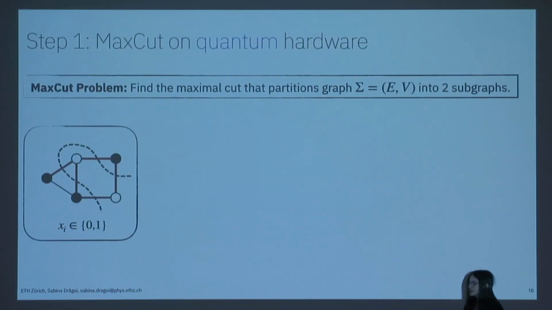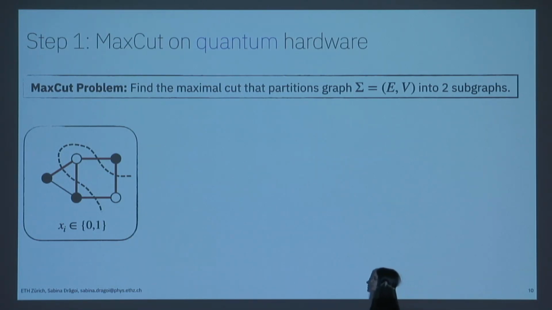All right, so let's start with how to map a classical problem onto quantum hardware. I'm going to talk about max cut. I think this is one of the most talked about problems, or the one that the most experiments were done for in the literature. The problem is as follows. You have a graph, sigma, with a set of edges, E, and a set of vertices, V, and you want to split it into two subgraphs such that the sum of the edges connecting the two subgraphs is maximal.